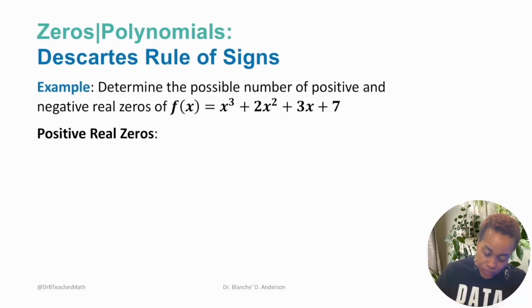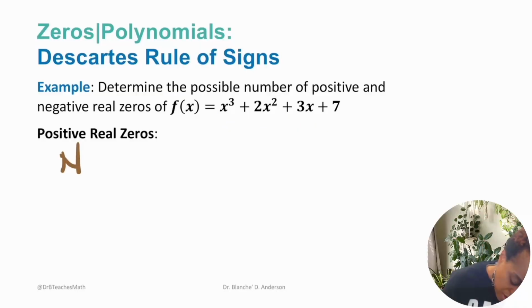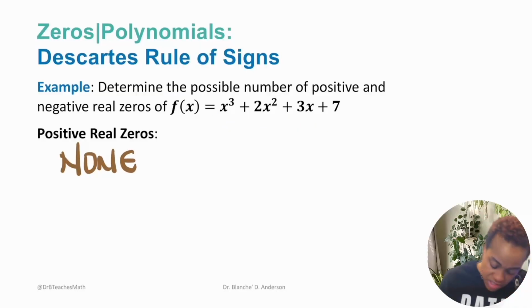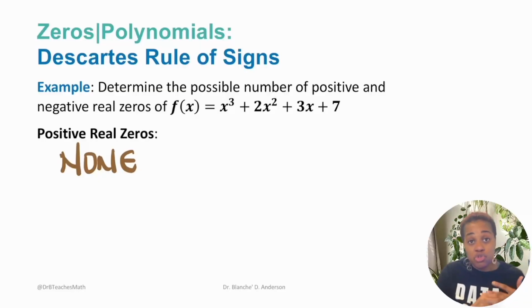Let's look at this one. Find the positive real zeros. Look at the sign changes between each term. It starts off positive, it stays positive, it stays positive, it stays positive. So there are none. That means this particular polynomial function doesn't have any positive real zeros. So when you get your list of possible rational zeros to test, don't pick the positive ones. Why? Because it's telling you right here there aren't any positive ones.